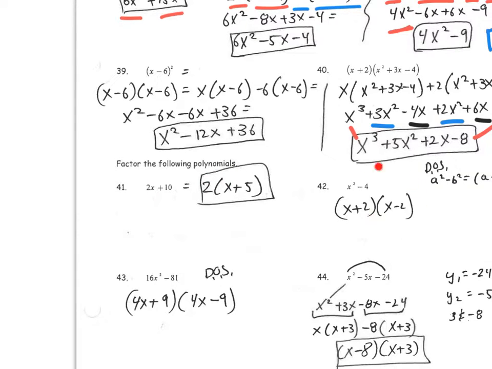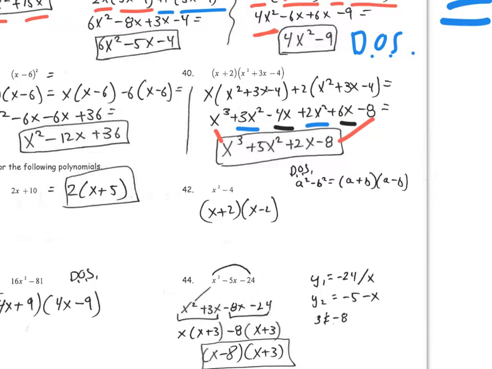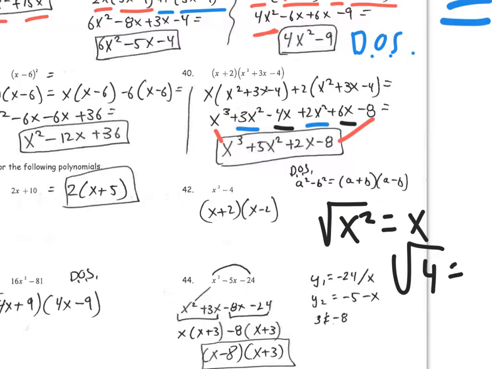This next one, this is the difference of squares formula that I was talking about a couple minutes ago up here. Here it is again. You've got an x squared minus 4. Well, x squared is a perfect square, which means the square root of x squared equals x, and the square root of 4 equals 2.